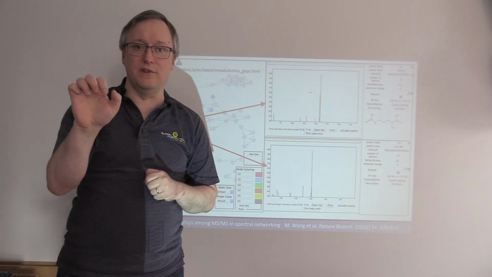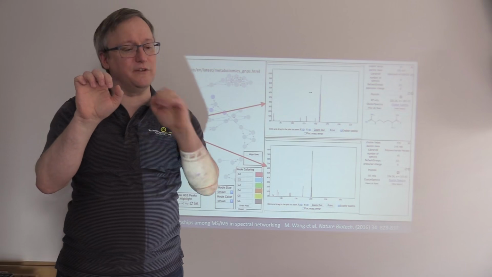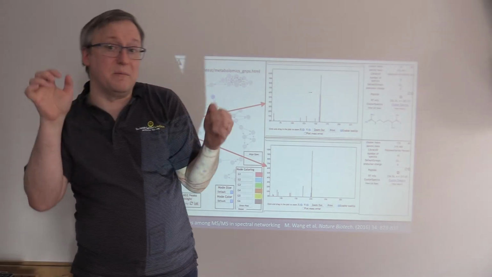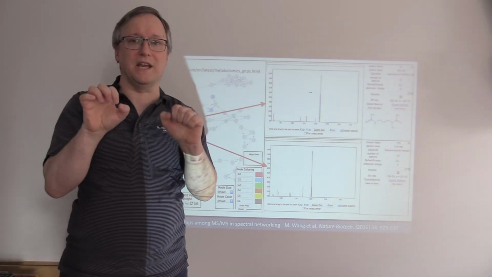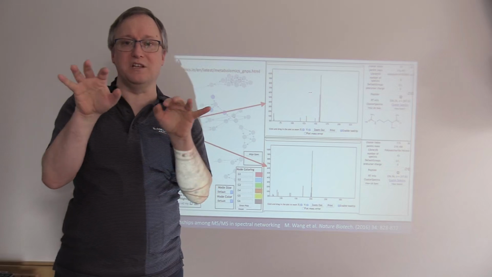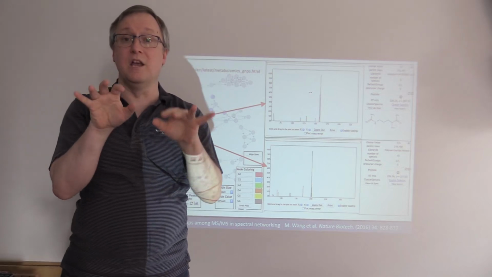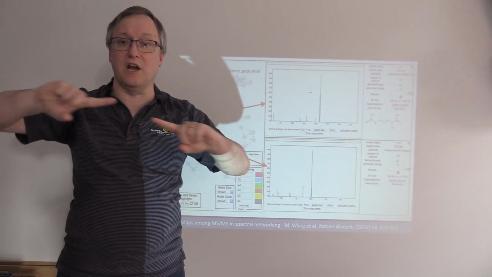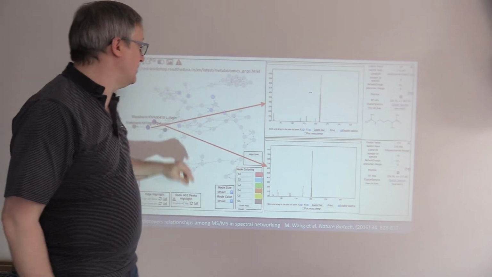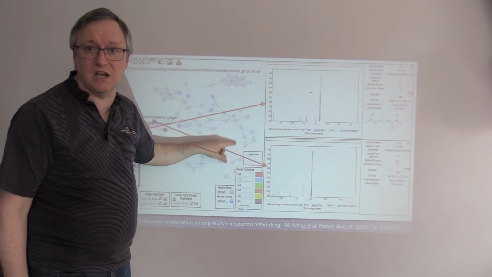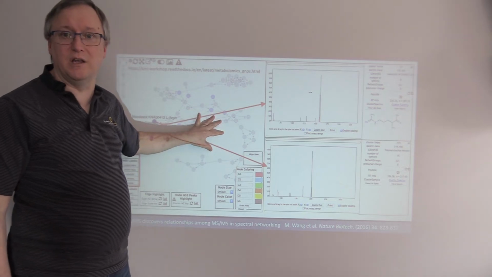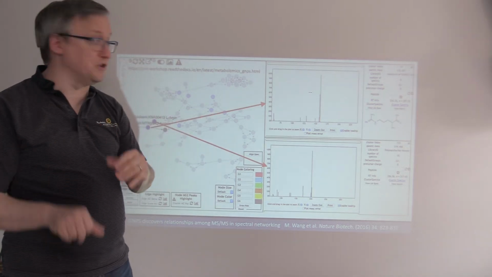So if I have this metabolite and I have another metabolite that differs by just a methyl, well, the software can recognize that the fragment ions between these two have been shifted in some places by 14 mass units, but that they're otherwise quite similar. So it can create linkages among experimental spectra that represent structural relationships.